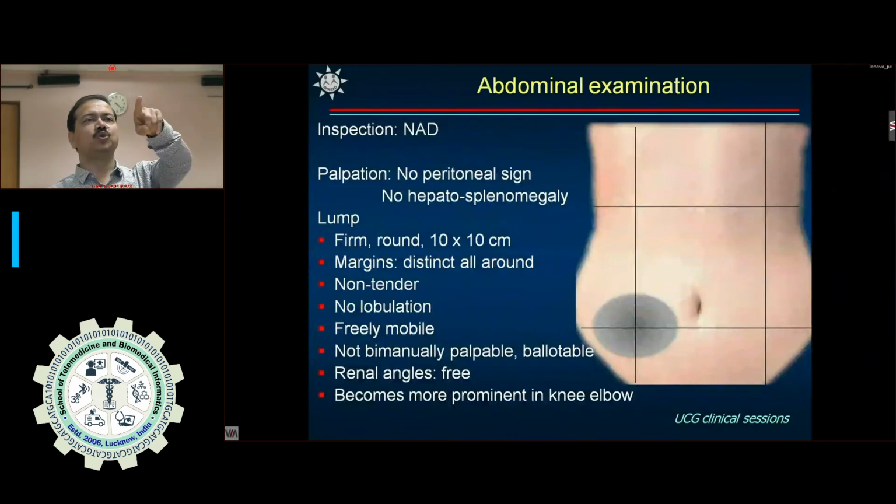So this was a lump which was firm, round, 10 by 10 centimeters. Margins are distinct all around, non-tender, no lobulation, freely mobile, not bimanually palpable. Renal angles are free, and it becomes more prominent in the elbow position. This is an intraperitoneal lump.